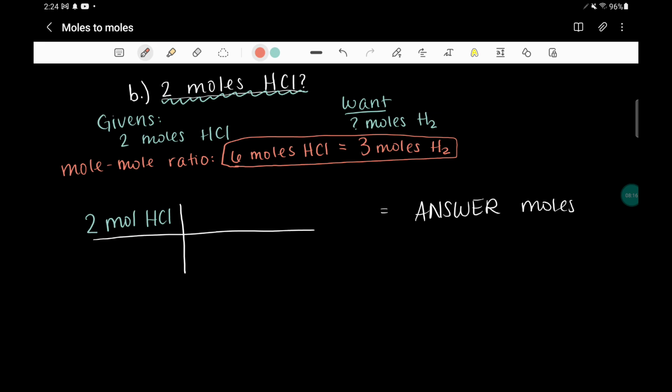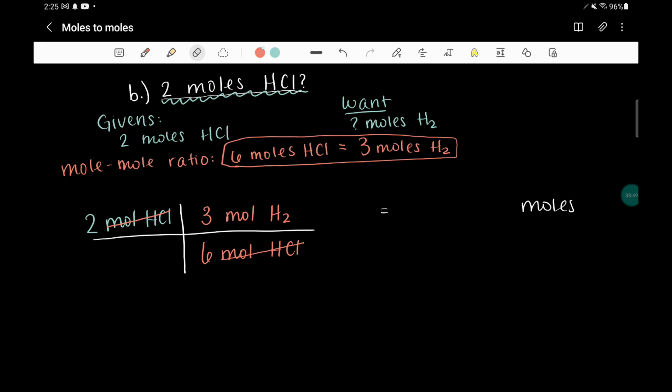So we know when it's written as an equal sign, we can write it as a fraction. So 6 moles HCl goes on the bottom, the moles of the given go on the bottom, and the moles of what we want go on top, and we want moles of H2. So that's why that's on top. It's really super important to include the formulas, because moles of HCl will cancel with moles of HCl, but it will not cancel with moles of H2. The units and the formula have to be identical for it to cancel.